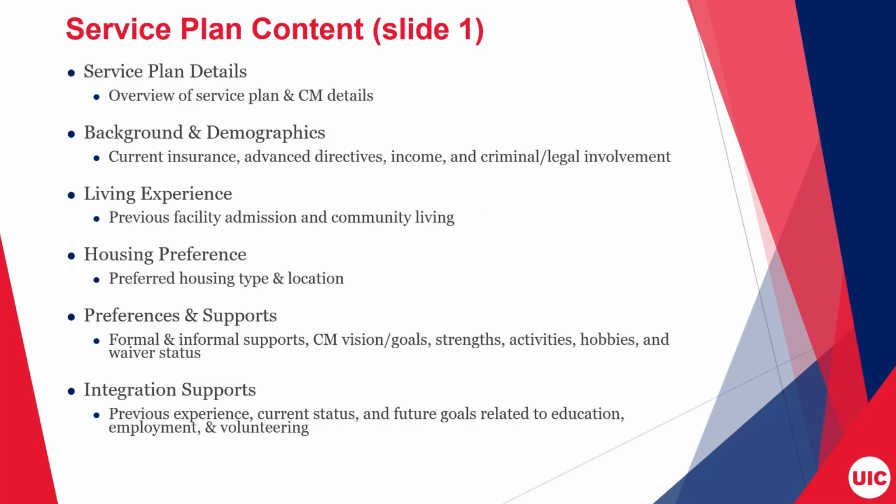All sections of the service plan are to be completed before finalizing the plan. These sections include service plan details, which is an overview of service plan and class member details; background and demographics, to reflect current insurance, advanced directives, income, and criminal legal involvement; living experience, class members' previous facility admissions and community living; housing preference, preferred housing type and location; preferences and supports, class member formal and informal supports, class member vision, goals, strengths, activities, hobbies, and waiver status; integration supports, previous experience, current status, and future goals related to education, employment, and volunteering.